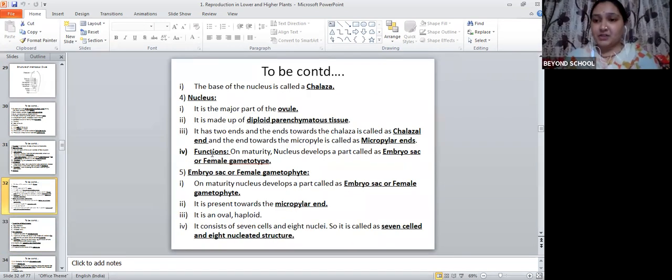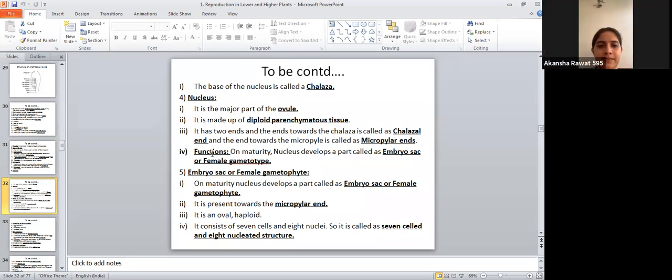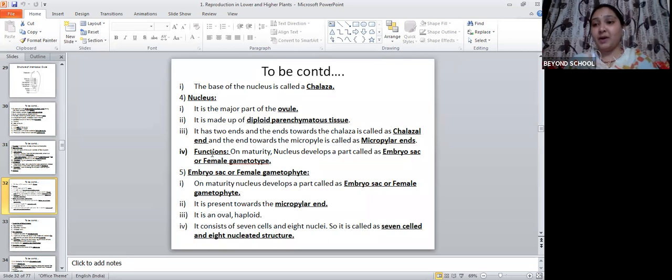Nucellus is a major part of the ovule and is made up of diploid parenchymatous tissue. Even we saw that there are two ends: one end which is opening towards the chalaza is called the chalazal end, and the end which has a small opening is called the micropyle, which is the micropylar end. What is the function of nucellus? On maturity, nucellus develops into an embryo sac.